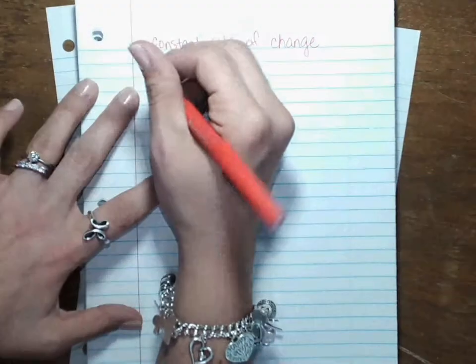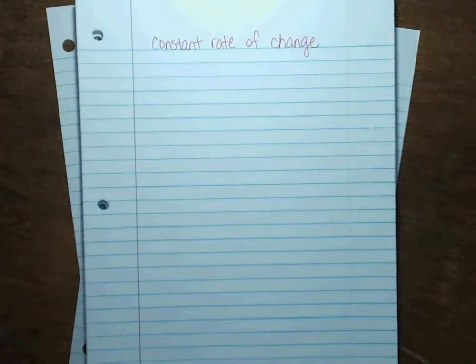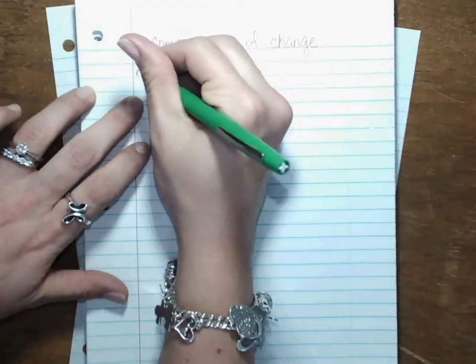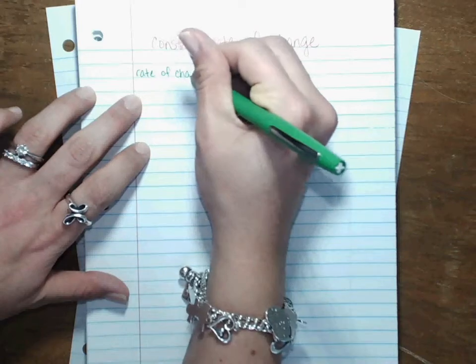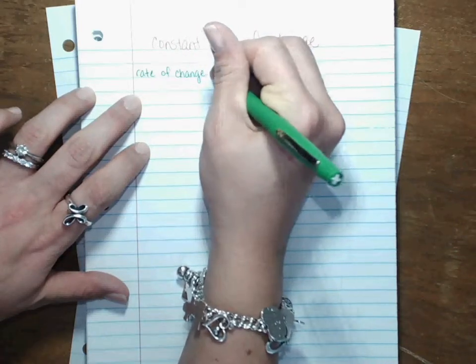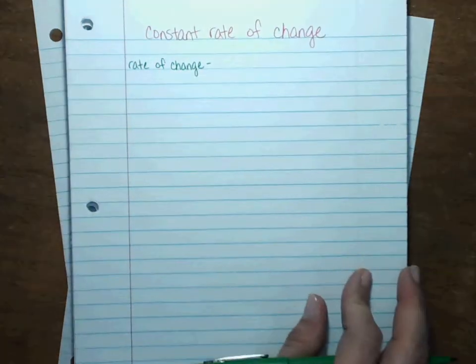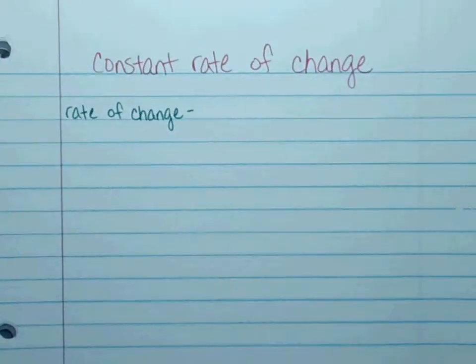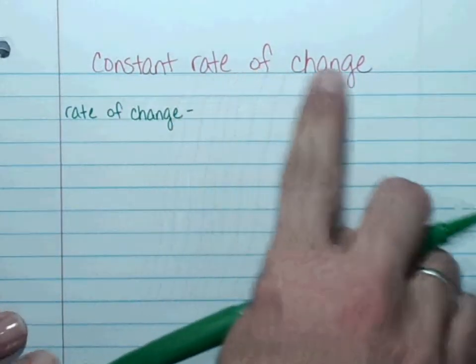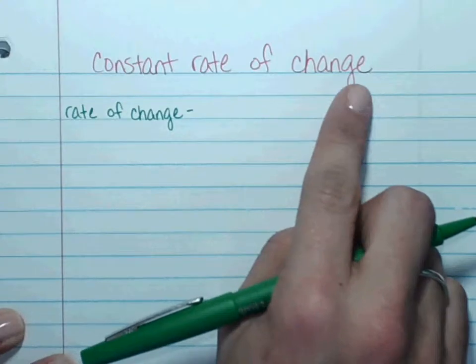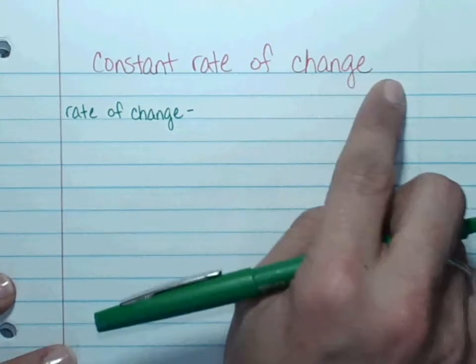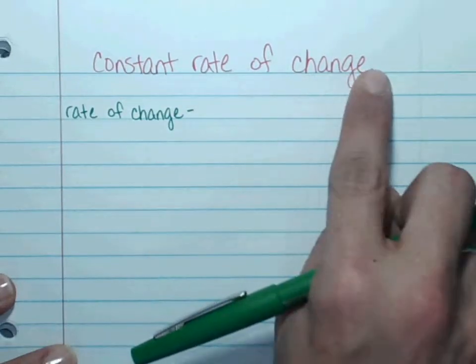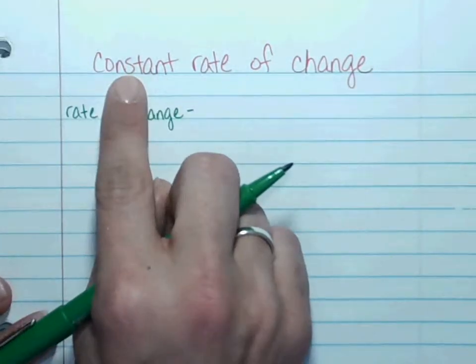So first word is rate of change. Now, the title of the notes is Constant Rate of Change. If you read it backwards, it kind of explains itself. This is the change. This is how much something is changing, and it's constantly changing.